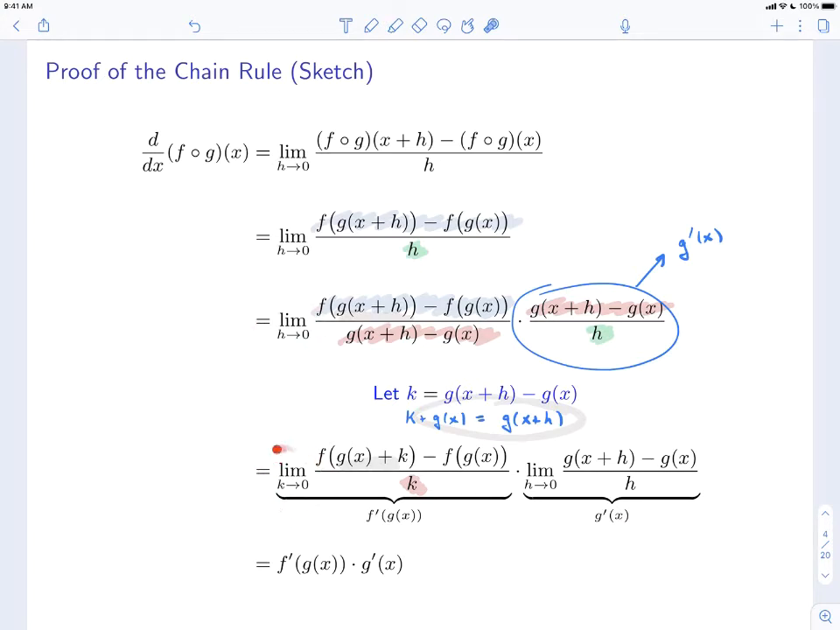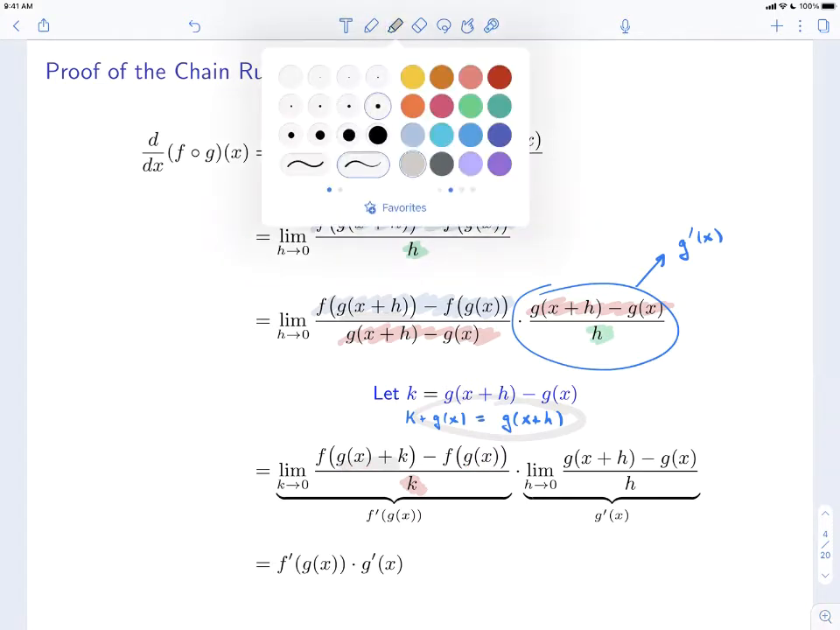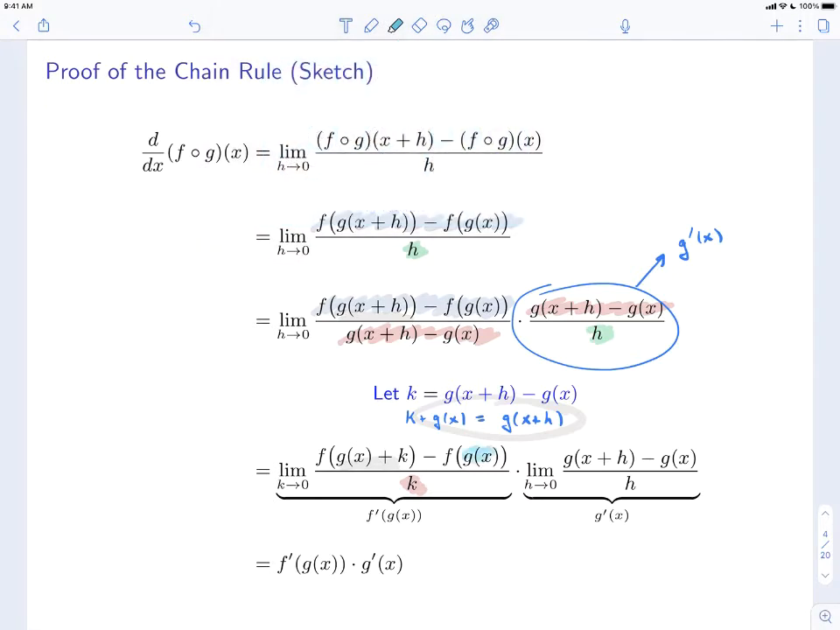So this is the limit as k goes to 0 of a difference quotient. And this is the difference quotient for f, but it's the difference quotient for f evaluated not at x, it's evaluated at g at x. So you end up with f prime at g at x. There's the g at x right there and right there. So g at x, g at x, g at x. And that's why you end up with the derivative of the outside evaluated at g at x. So that's the chain rule.